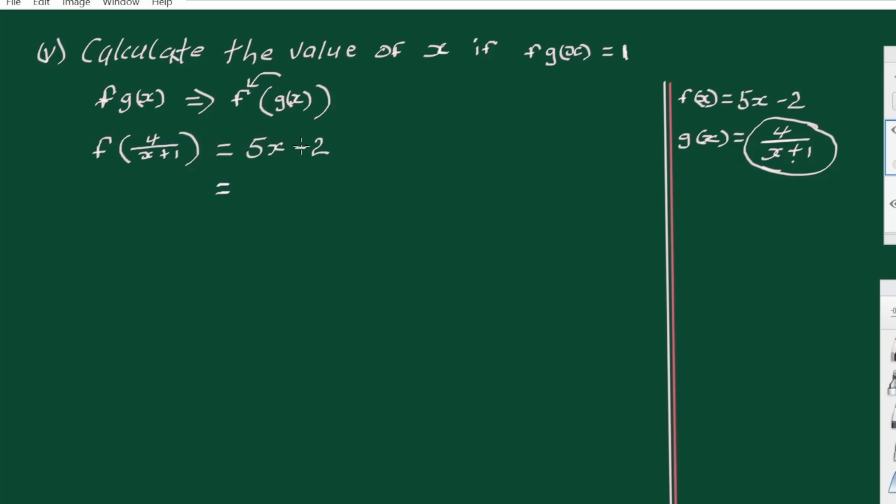So now function f is 5x minus 2. We'll take the 5x minus 2, which is function f, and into this function we're going to input the value of 4 over (x plus 1), because 4 over (x plus 1) is the function g of x. And since g of x is the input to f, anywhere we see an x, we're going to replace it with this bracket item here. So it'll be 5 multiplied by the content of the bracket.